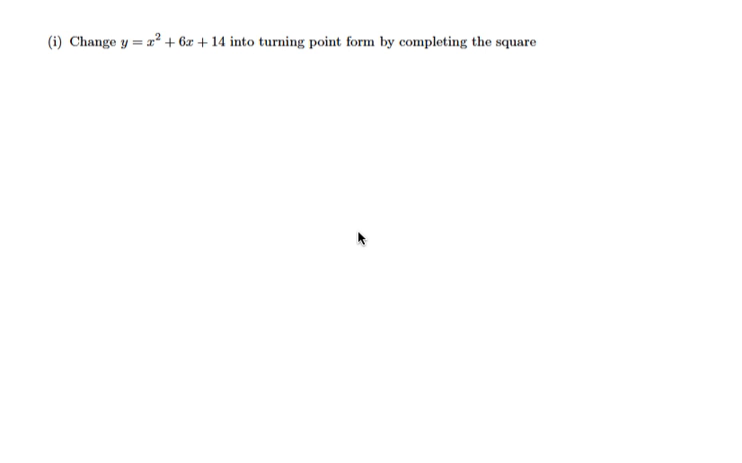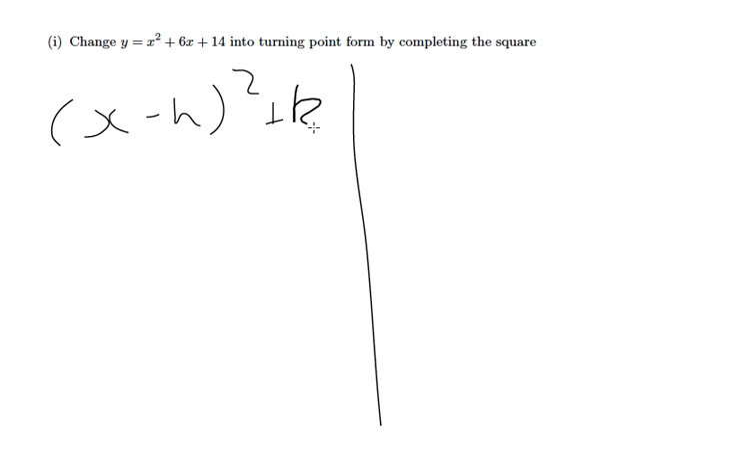Okay, first question. So I've got a quadratic that we need to put into turning point form. I guess the first thing really is, what's turning point form? Turning point form is just a way that we can graph a quadratic really easily. So what would it look like? It'd be something like this. You'd have x minus h all squared plus k.